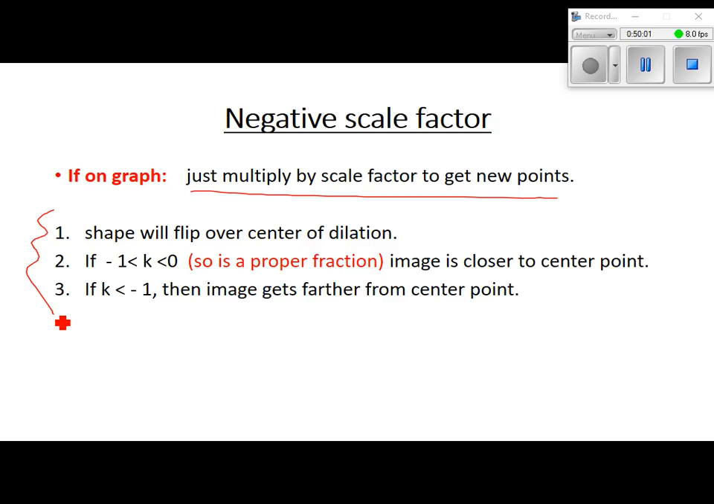If your K is between 0 and -1, somebody give me a number that's between 0 and -1. Negative 1/3, thank you. If it's something like that, then it's going to get smaller and it's going to flip over the center point. What if your scale factor is less than -1? Give me a number that's less than -1. -5. If your scale factor was -5, the shape's gonna get bigger, but it's still gonna flip to the other side of the center point.